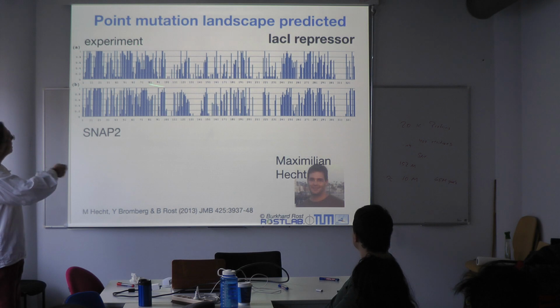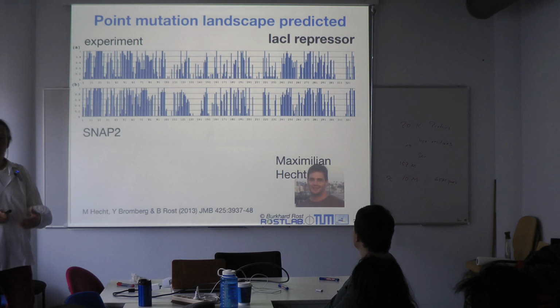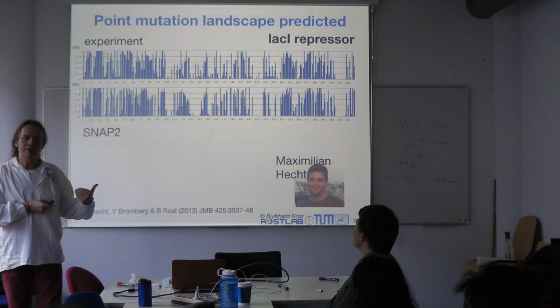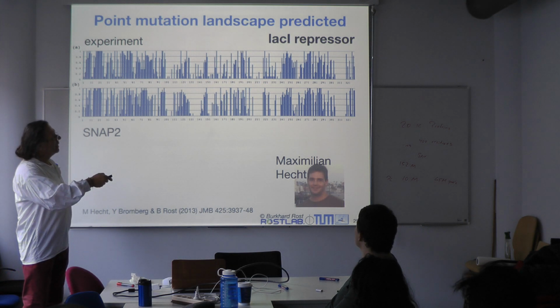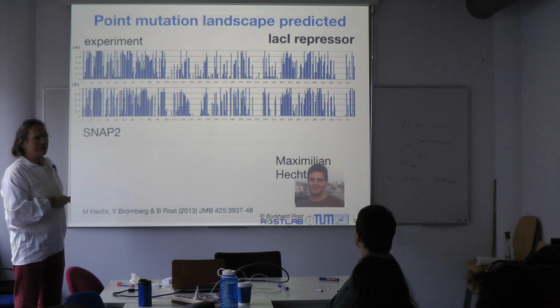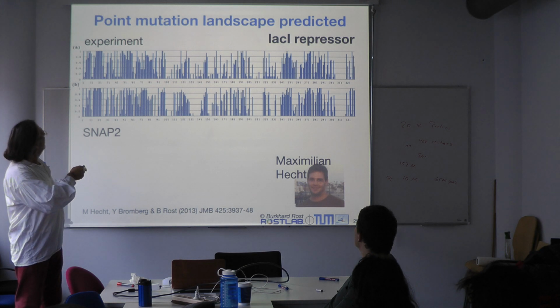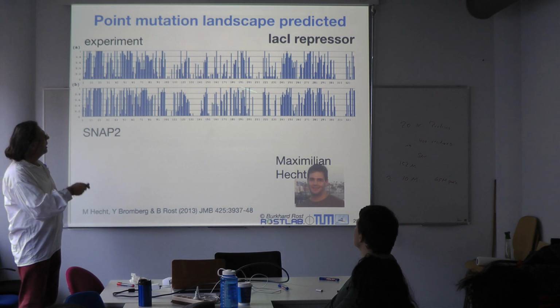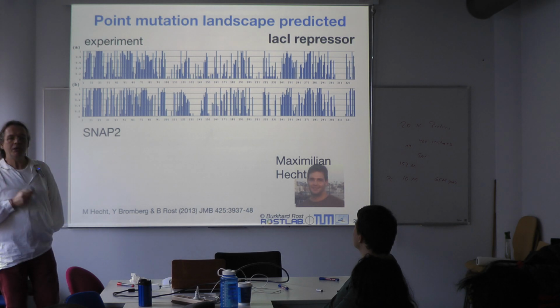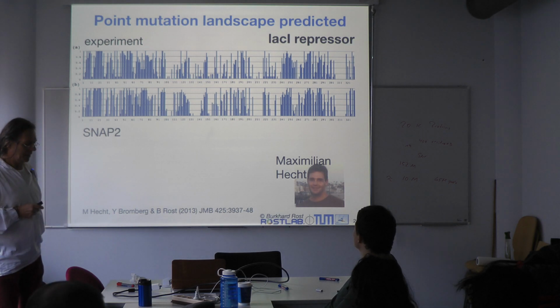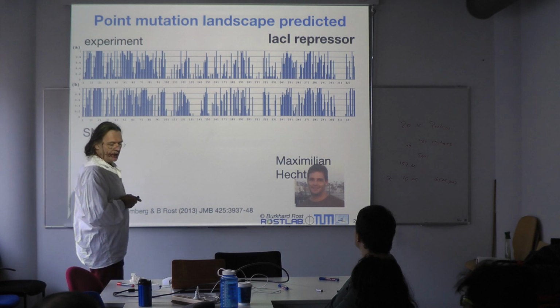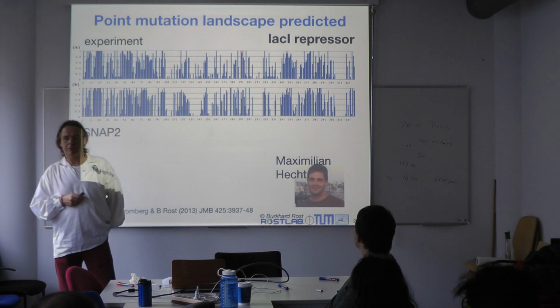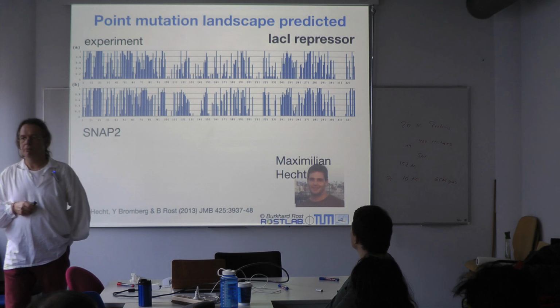So one way to see this experimental result is that almost every variant has some effect. There are positions where whatever you do doesn't have an effect. And there are positions where essentially whatever you do does have an effect. Okay, you see everything. Down here, what you have is the prediction for the same protein. Okay, now how does it look? Is the prediction good?